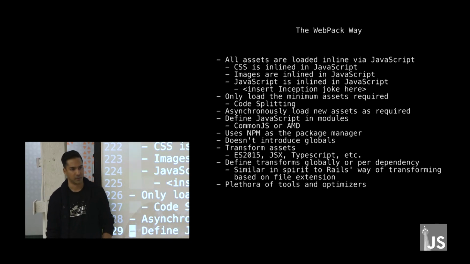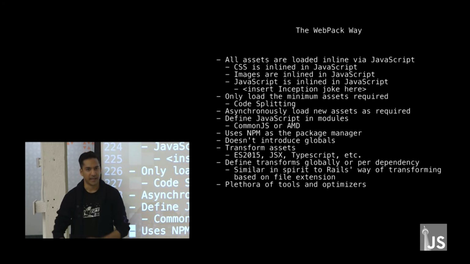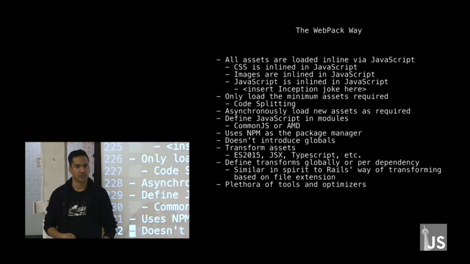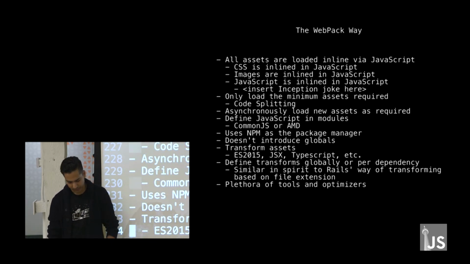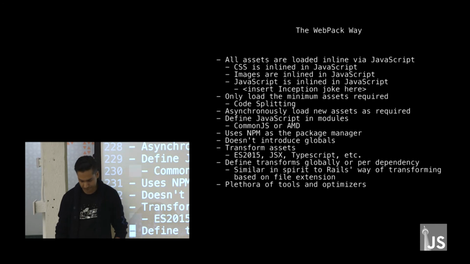You define your JavaScript in modules. You can do this using CommonJS or AMD, but why would you want to use AMD? Because CommonJS is so much better. You can use NPM as a package manager. It doesn't introduce globals, so just like Browserify in that way. You transform your assets, so TypeScript can be transformed into ES5, so yeah, ES2015, JSX, TypeScript, etc. You can define your transforms globally or per dependency. So that's a big upgrade over Browserify.